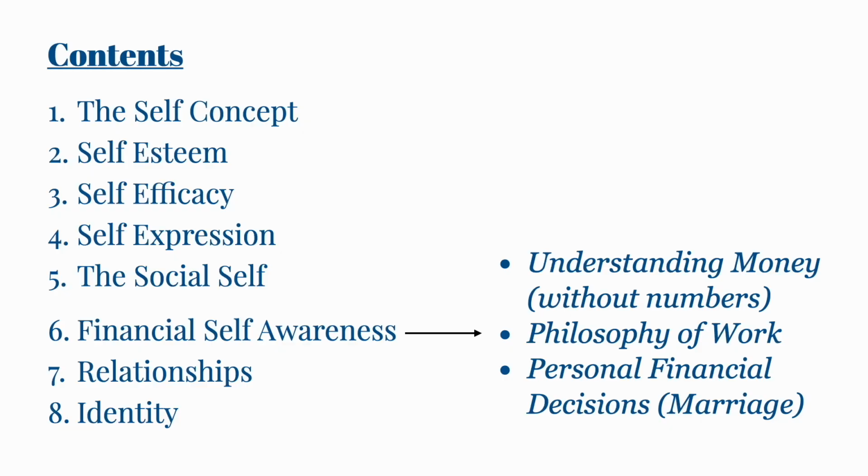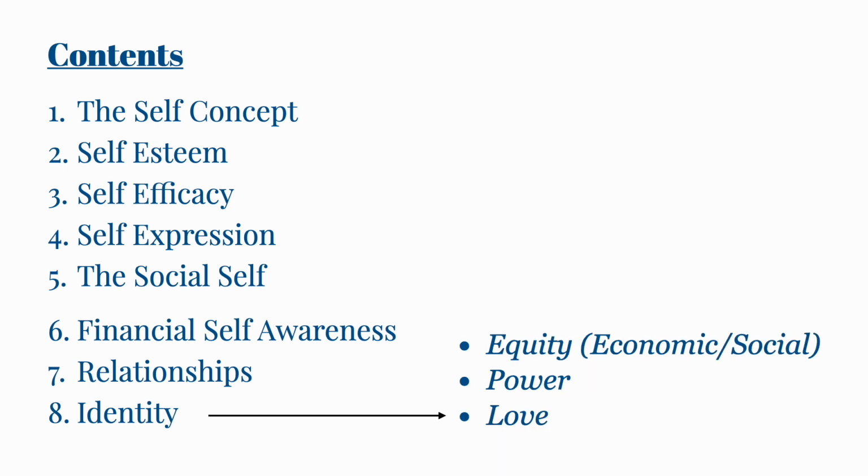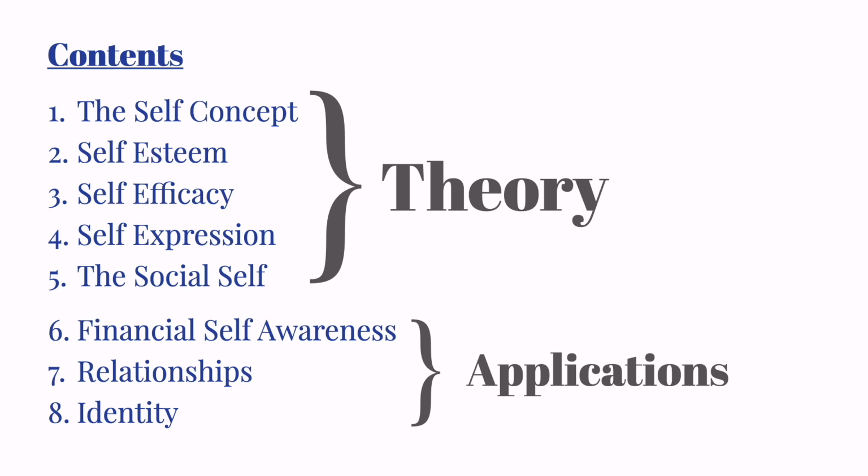Moving on, then there is financial self-awareness, relationships, and identity. The first five modules are predominantly theory-based. Okay. The last 3 modules are predominantly applications. Financial self-awareness, you can really use this information in your day-to-day choices in your life, whether it's related to work, whether it's related to marriage. Same thing, relationships. Once you understand, you can really use the information in practical applications in managing your relationships. Okay. And identity, it's really one of the most important ideas in self-awareness.